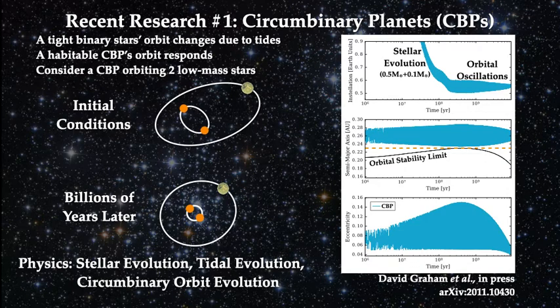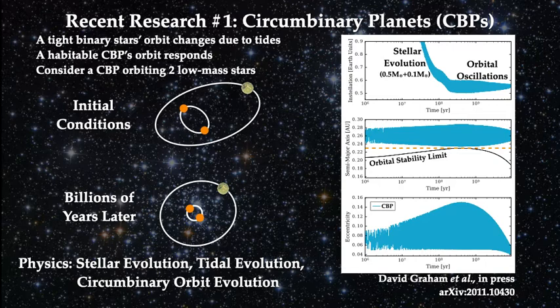So first I want to look at circumbinary planet evolution, in particular a system in which the binary stars are tidally interacting such that their orbit circularizes and decays over time, shown schematically on the left. The right panels show an example case for a planet orbiting two low-mass stars.